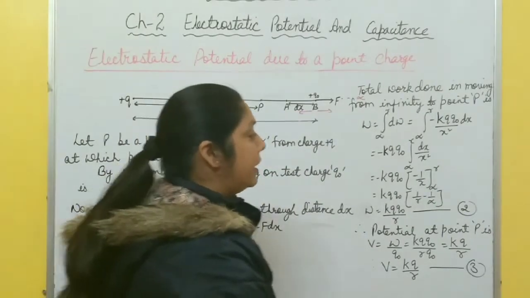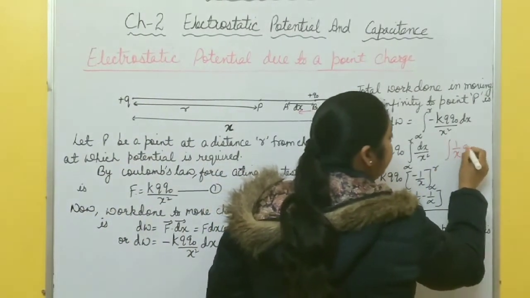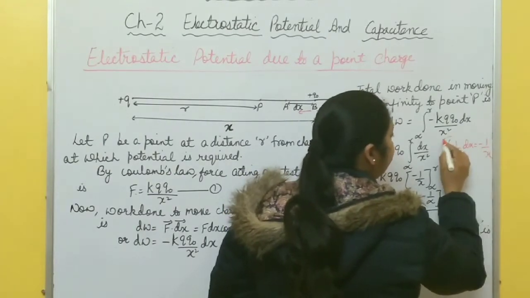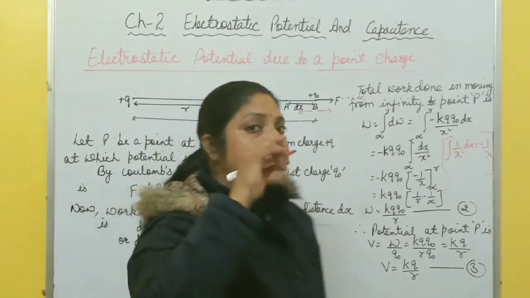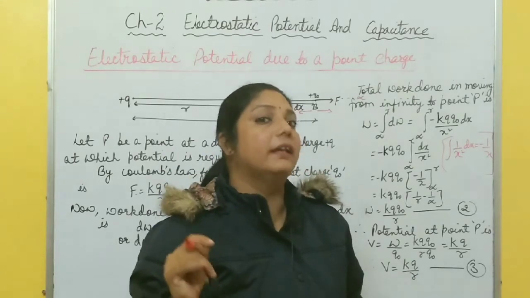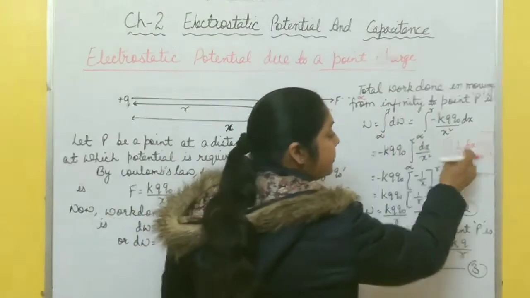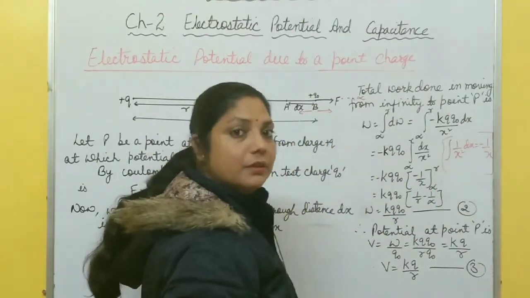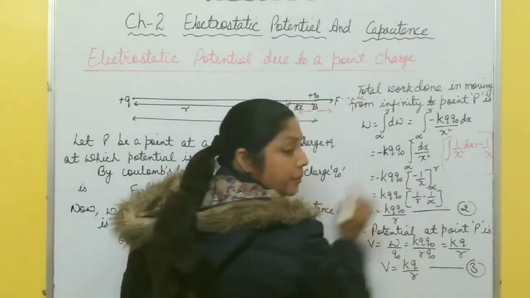Now you have to integrate. So you know what is the integration of 1 by x square dx? This is minus 1 by x. Use just this formula. You know, integration of x to the power n is x to the power n plus 1 by n plus 1. So in this way you find the integration of 1 by x square. It becomes minus 1 by x. Just remember this one, right? The integration limit is from infinity to r.